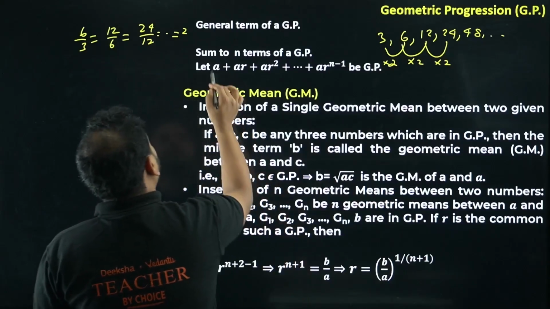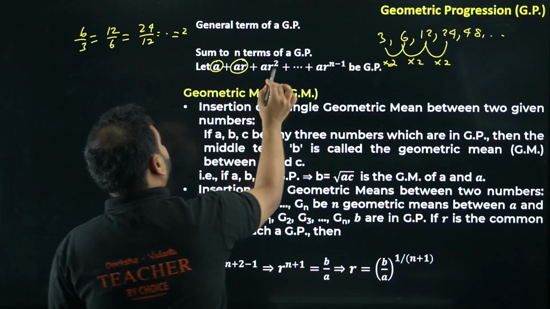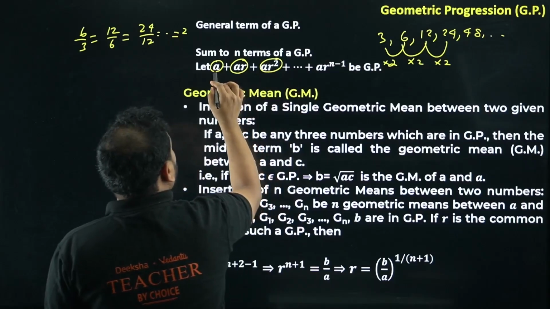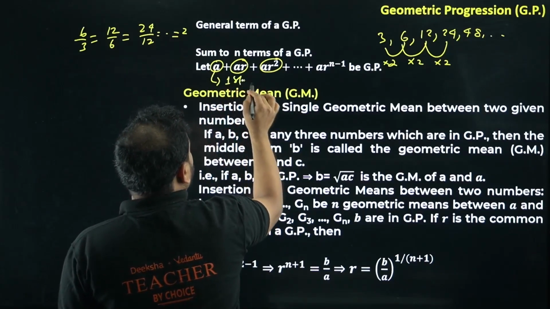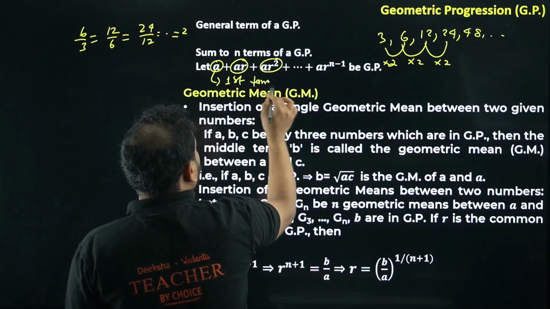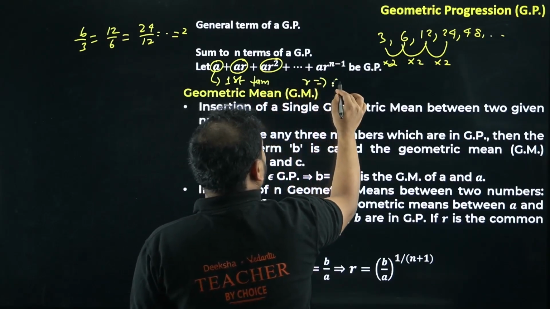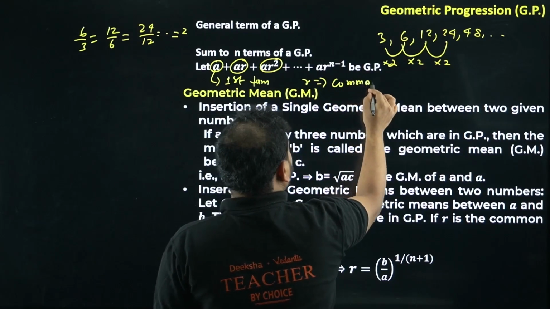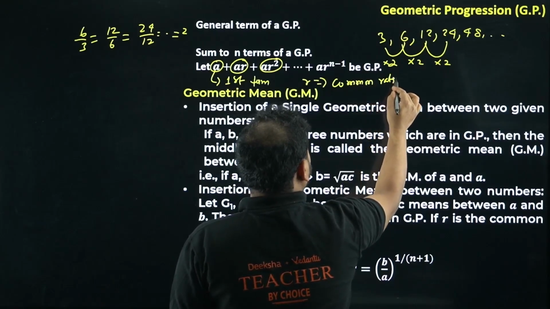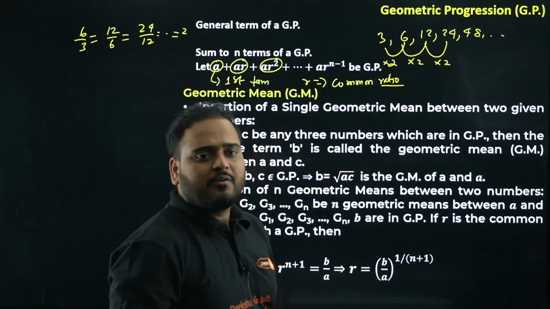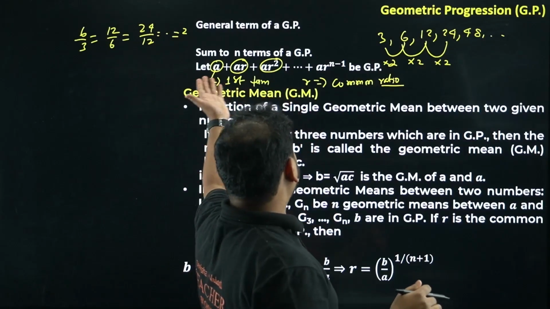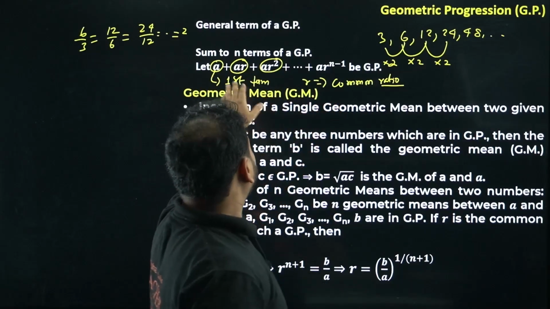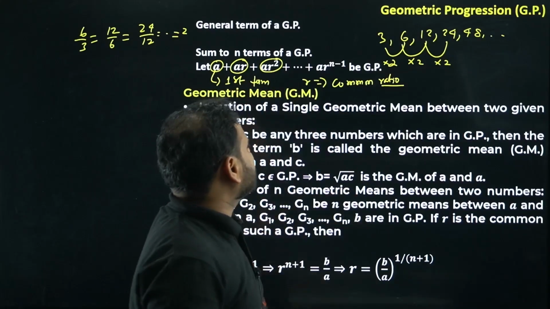So I have over here A, AR, AR square, and so on. What is A called? A is called the first term, whereas R is called the common ratio. First term and the common ratio. Now this is very simple, right? You can add like this. The sum of n terms will be given by A plus AR plus AR square, like that.